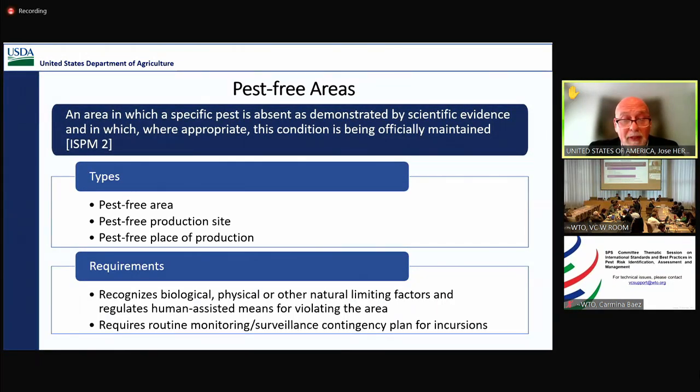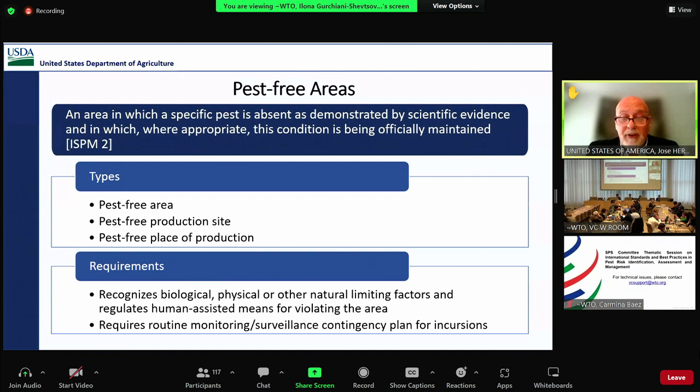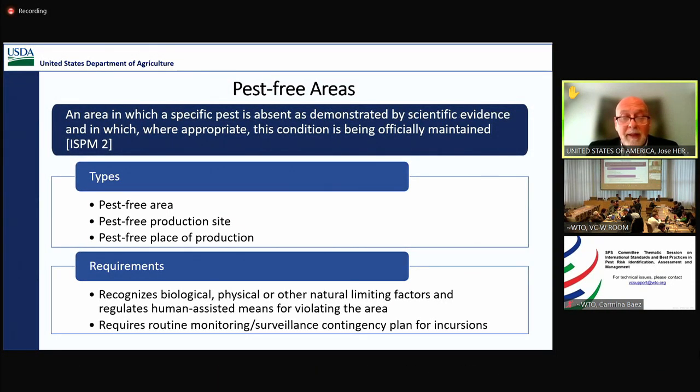Pest-free concepts are another risk management strategy. Probably the most familiar pest-free concepts are pest-free area and also pest-free place of production. These concepts rely on biological, physical, and other natural barriers. They include regulation of the movement of the host material into the defined free area, require routine surveillance and monitoring, and must include contingency plans in the event the free area is broken.